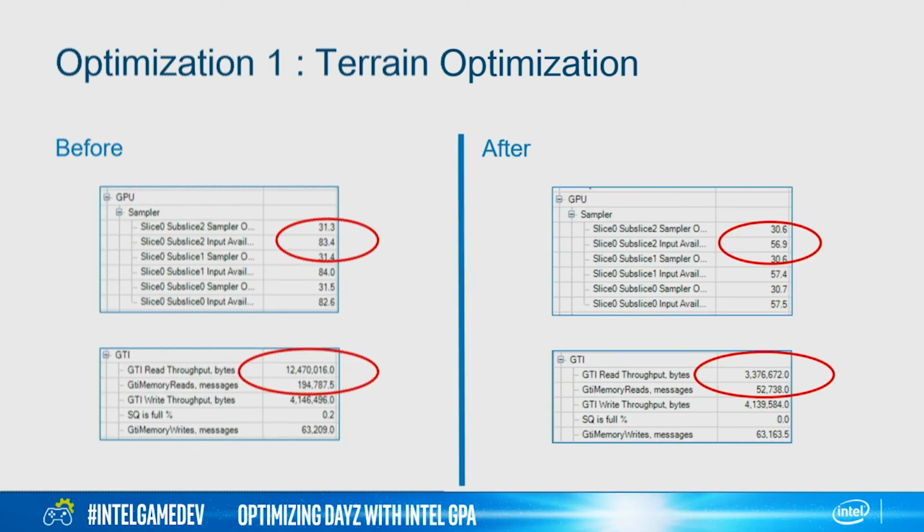Looking at the metrics tab here, essentially we saw on the left-hand side that there's a bottleneck there. The output available is about 31% where the input is 83. When the fix happened, it was about 30% output available, 56% input. That's still a bottleneck, but it's a lot less, right? And that's kind of what we're looking at. And what we can see down here is the GTI, which is the graphics to memory interface.